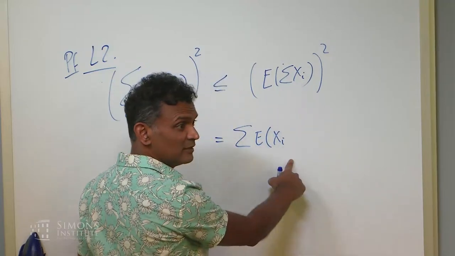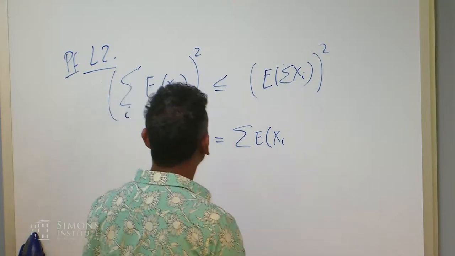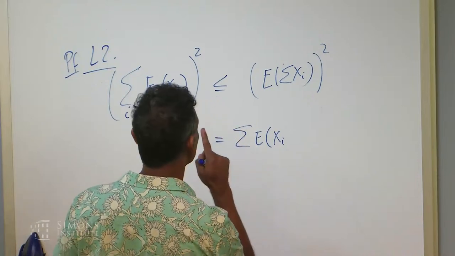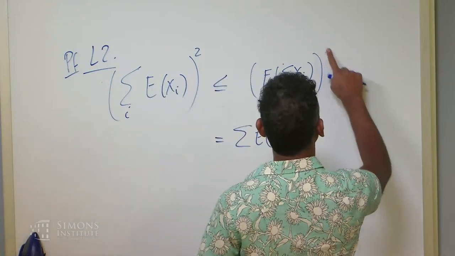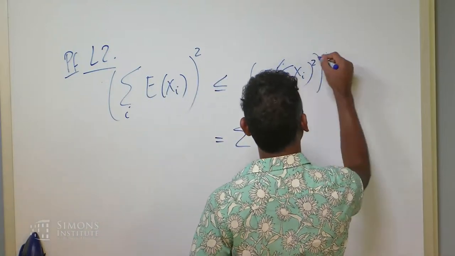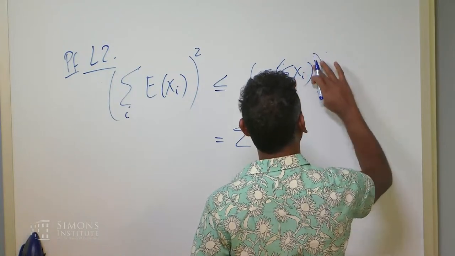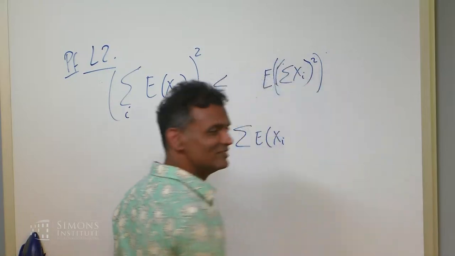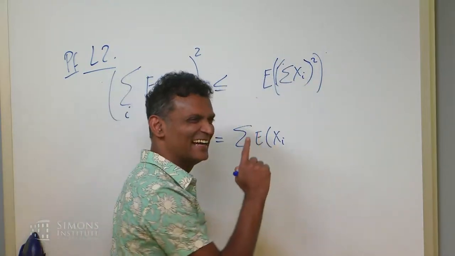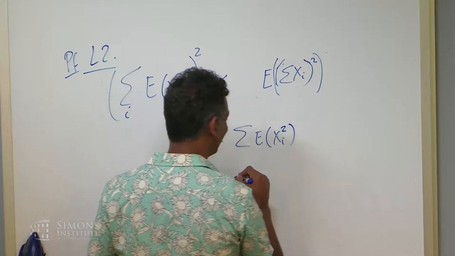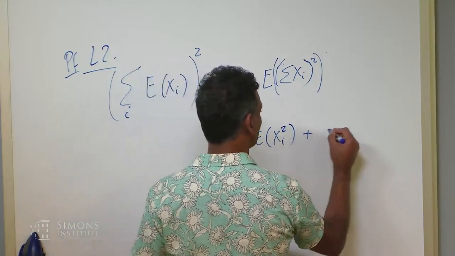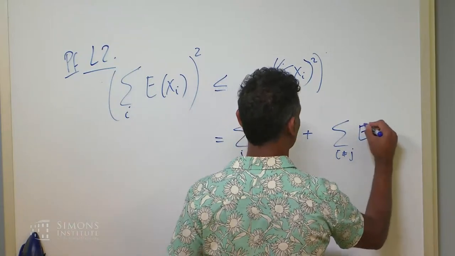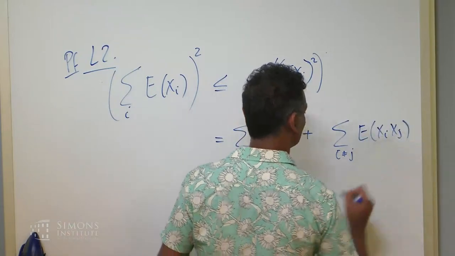Just the linearity of expectation if you don't pull it out. This square goes inside there. I want to put the square here, but the expectation is on the whole thing. Yeah, xi squared, so far so good. Plus the sum over i not equal to j of expectation of xi xj.